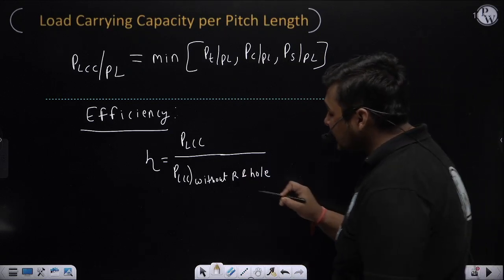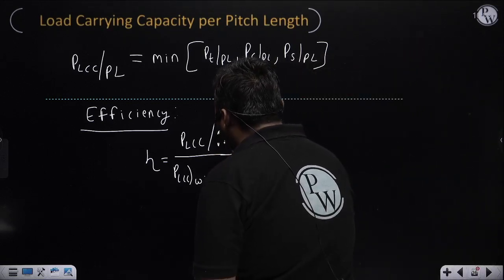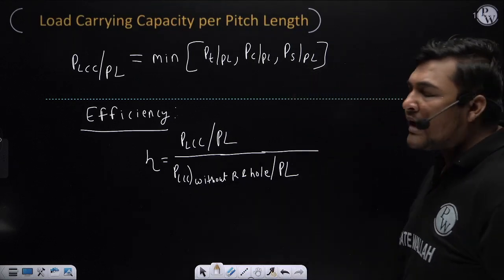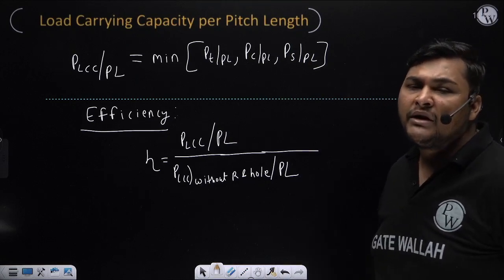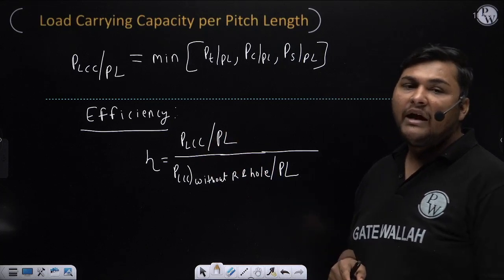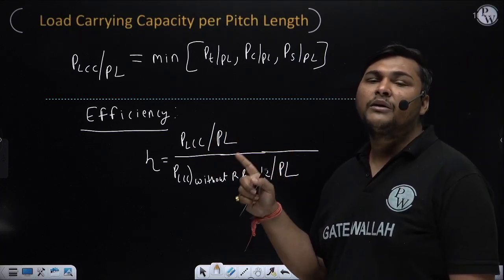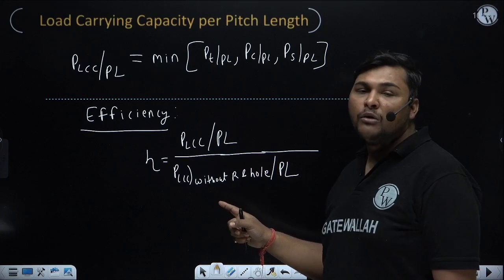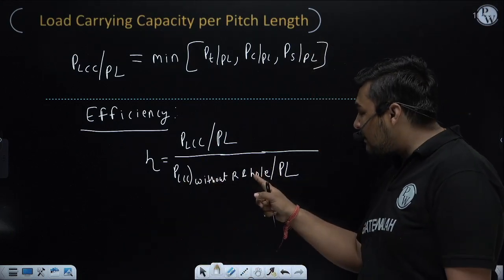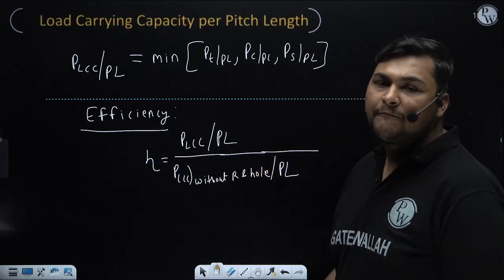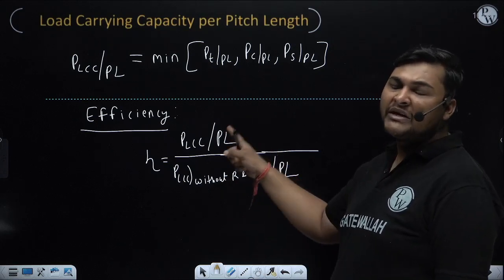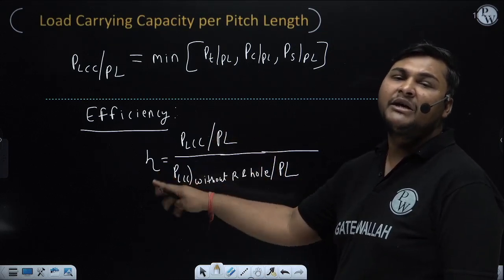But if we have calculated load carrying capacity per pitch length, the below side term will also be calculated per pitch length. Means if we are calculating efficiency and the number of rivets in each row is not given, we will calculate actual load carrying capacity per pitch length. Since on the above side we are taking actual load carrying capacity per pitch length, on the below side, where we take load carrying capacity without rivet and hole, we will again calculate it per pitch length, not total. If the above side is total, the below side also takes total. If the above side takes per pitch length, the below side also takes per pitch length, and we will get the same efficiency.